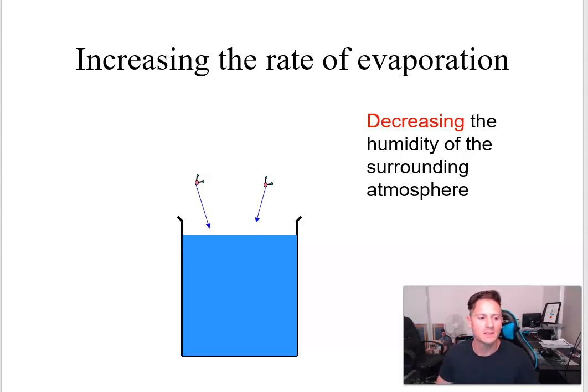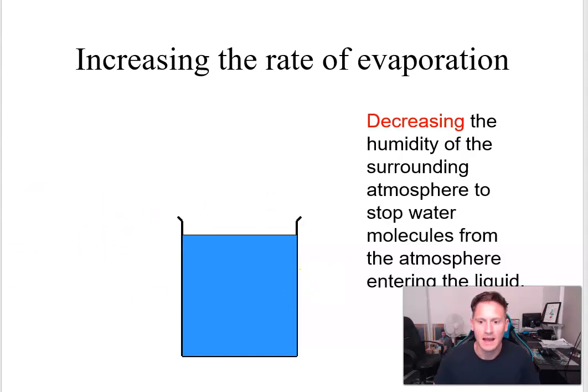If we decrease the humidity of the surrounding atmosphere, so humidity, think of a sauna or a greenhouse, that would be a humid environment, that also increases the rate of evaporation. And what that does is it stops the water molecules from the atmosphere entering the liquid.